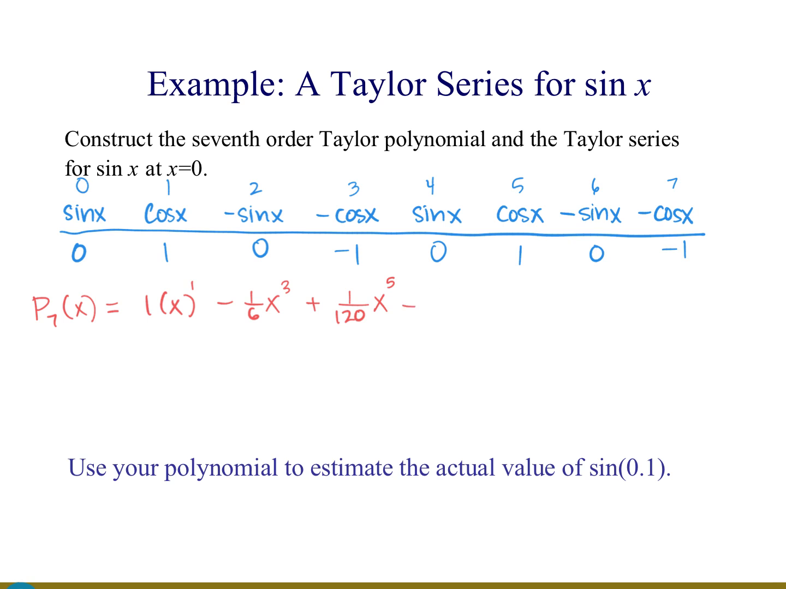Negative 1 over 7 factorial, the x to the 7. Okay, 7 factorial. So 720 is 6 factorial, and then 7 factorial is 5040. Okay, so you just created a polynomial that we're saying is going to very closely approximate sine of 0.1.